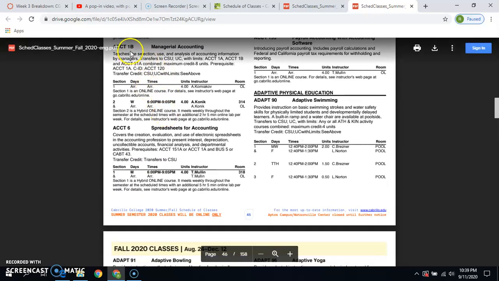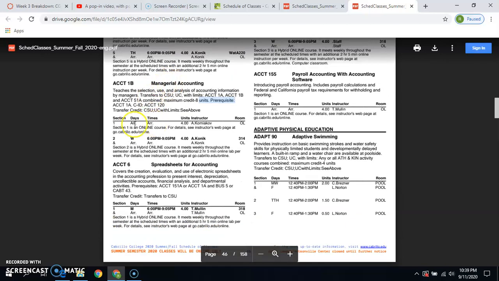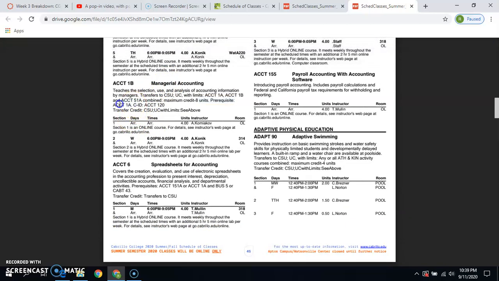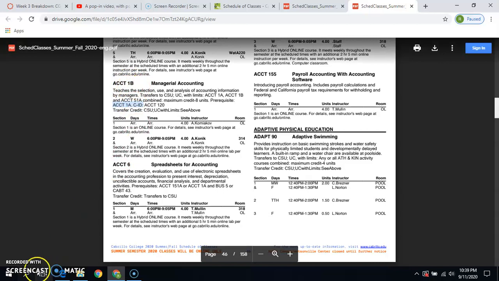If we go into Accounting 1B, Managerial Accounting, once again, there's a course description. It tells you where it transfers. But in this case, it does tell you that the prereq to Accounting 1B is Accounting 1A. And so you have to successfully complete Accounting 1A before you can enroll in Accounting 1B.